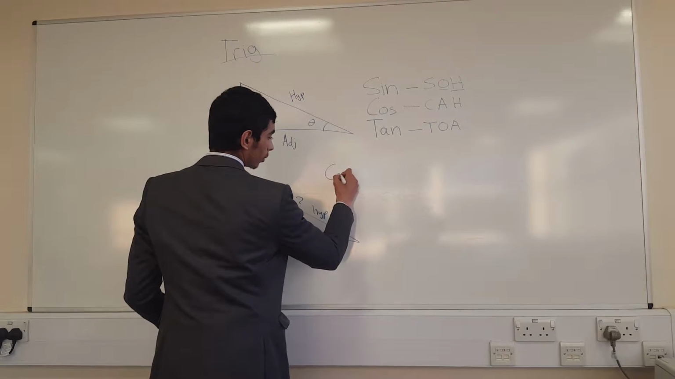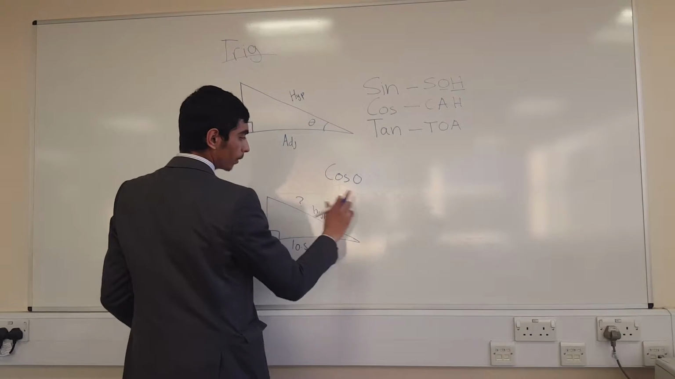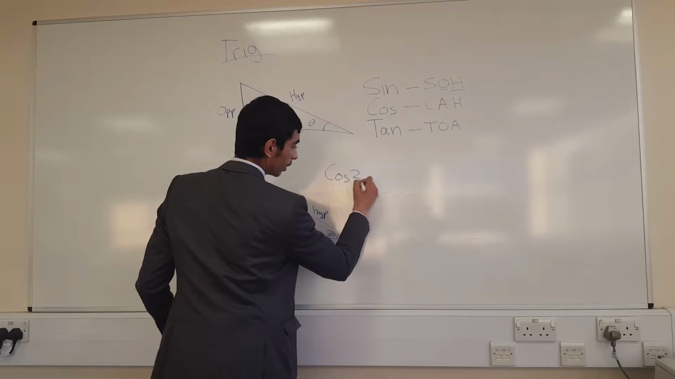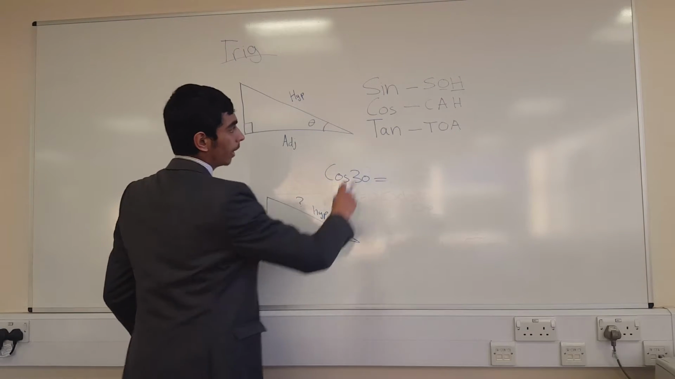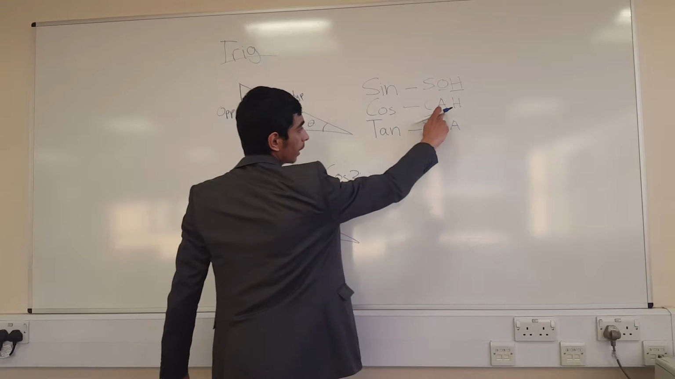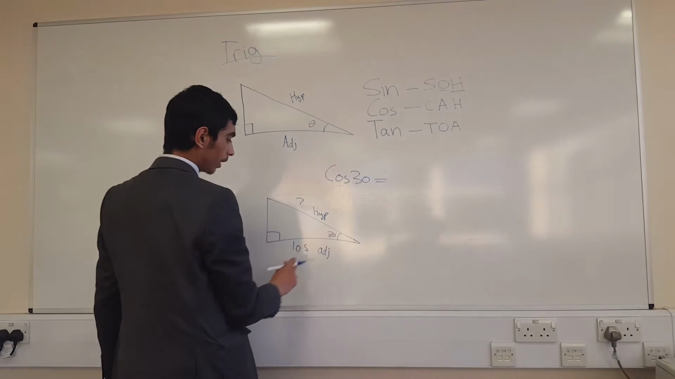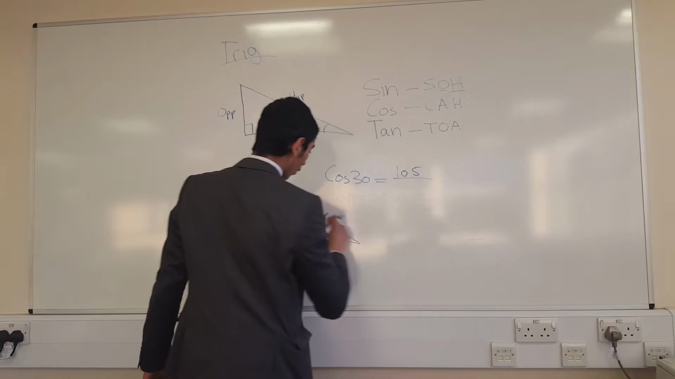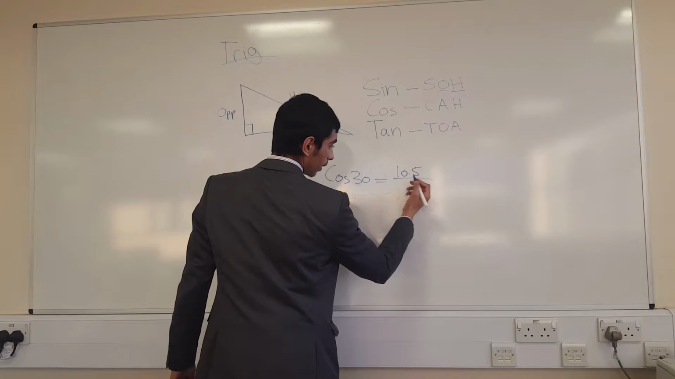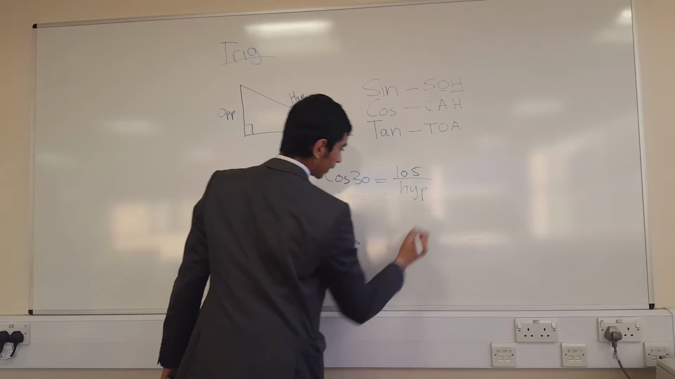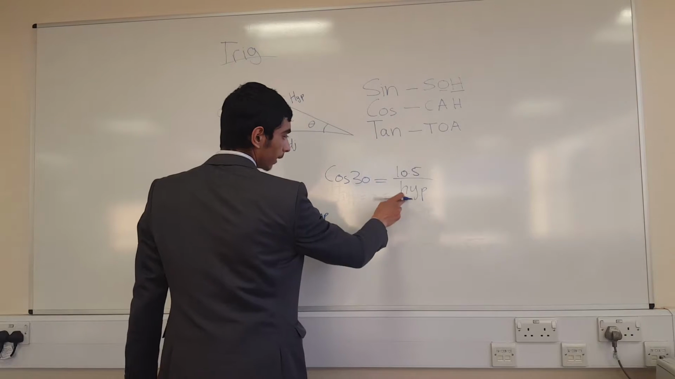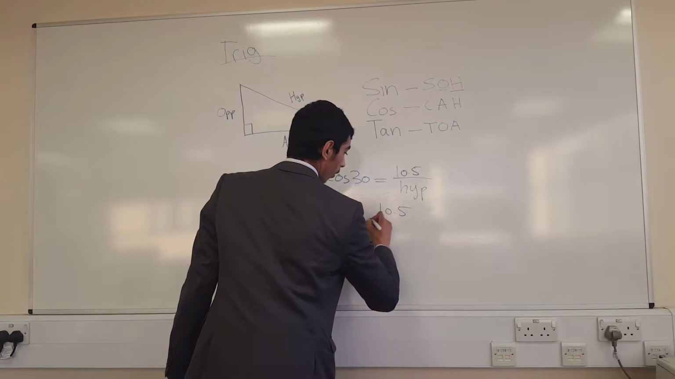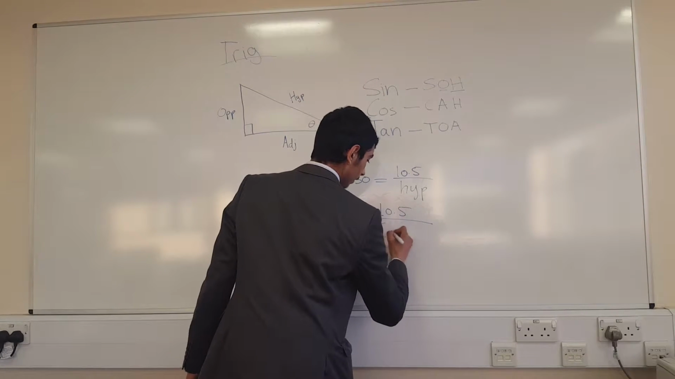So what we do is cos theta. We always apply it to a particular angle. In this case, we know what the theta angle is. It's 30. Cos theta equals, if we go back to our mnemonic, it's adjacent over the hypotenuse. So it's going to be 10.5 over the hypotenuse. Hypotenuse is something that we want to find out, so we just label it as it is. And then we just rearrange to make that subject, and that is 10.5 over cos 30.